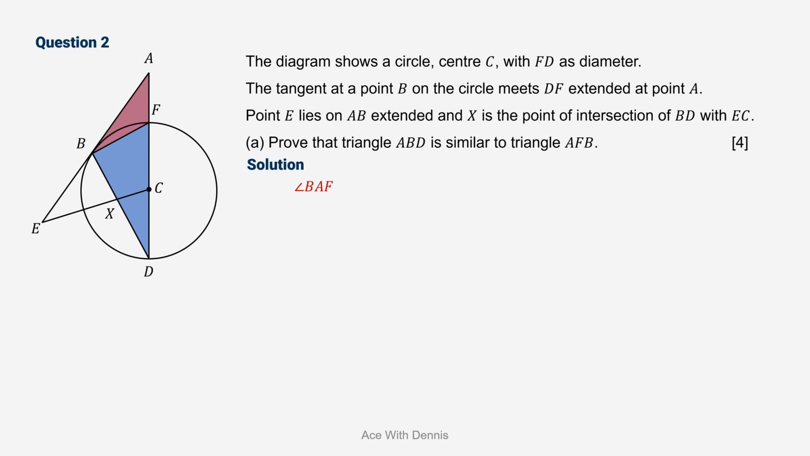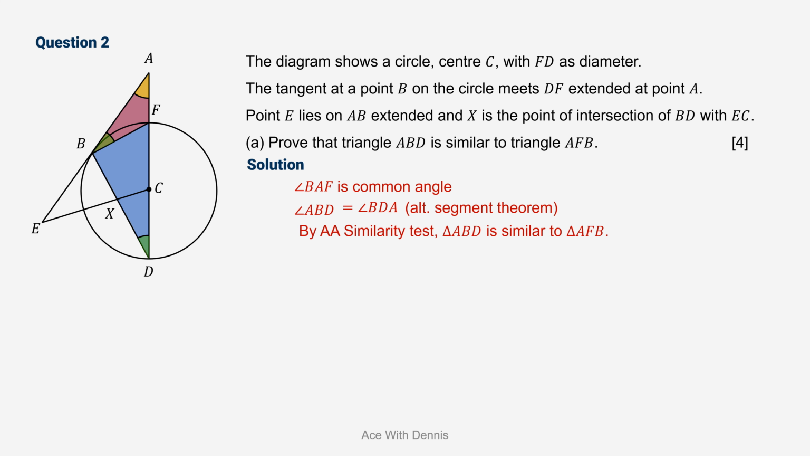So we first look at angle BAF, which is this angle. It is a common angle for both triangles. Next, we look at angle ABD, which is this angle. It is equal to angle BDA, which is this angle, because of the alternate segment theorem. So we have proven that these two triangles have two pairs of angles that are equal. Therefore, by the AA similarity test, triangle ABD is similar to triangle AFB.